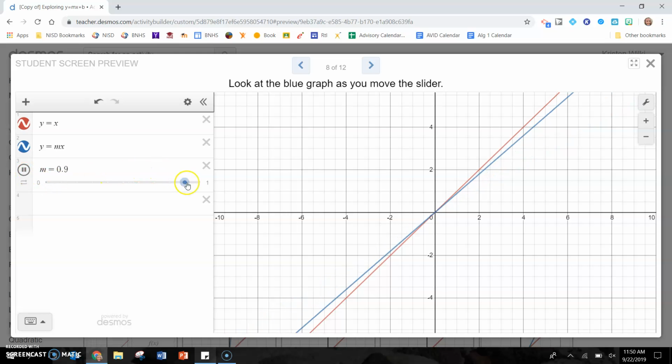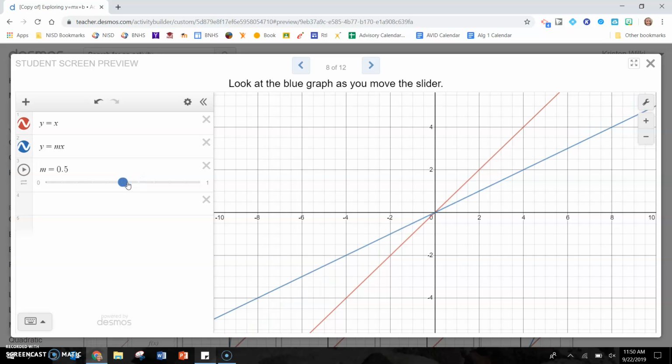So if I were to stop this, let's put it at 0.5 because you know that that's 1/2. Now our m value is a fraction. It's between 0 and 1. It's still positive because we're just talking about positive slopes right now. But notice the graph is flatter or less steep than the red graph. So when the m value is a positive fraction, it makes the lines less steep than the red line or the basic line. So by changing our slope to something smaller than 1, we are creating a flatter line.